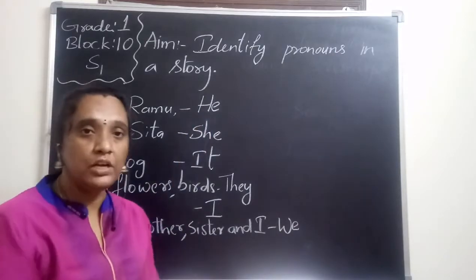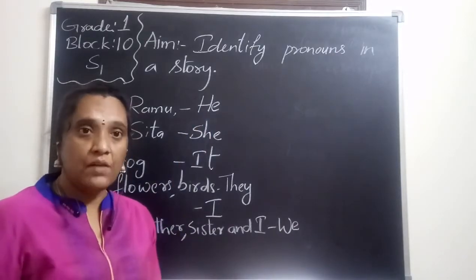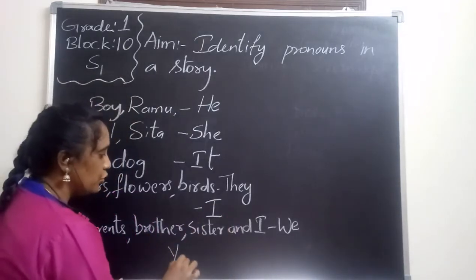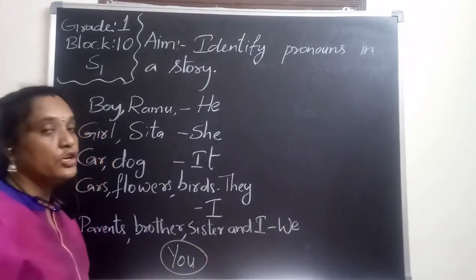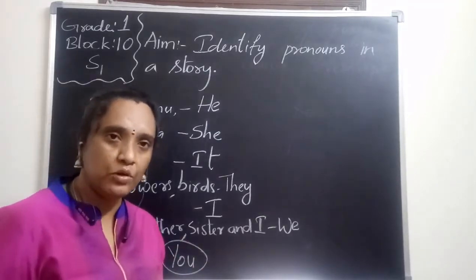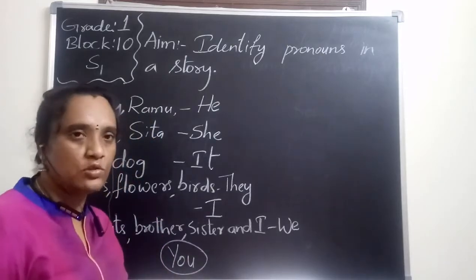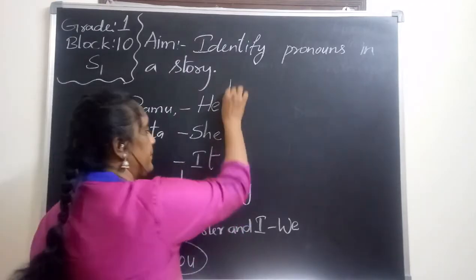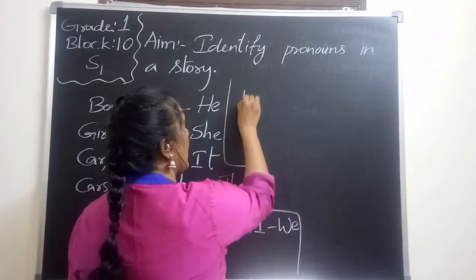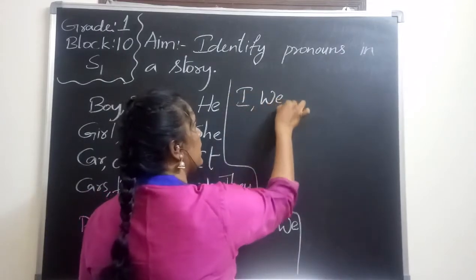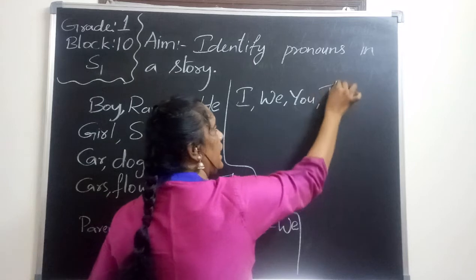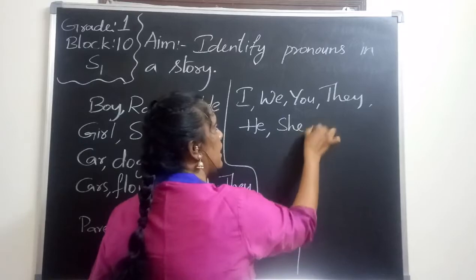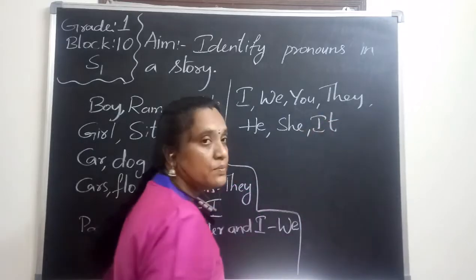But what about when you are talking to another person? What do you use about the other person when you are speaking? We use you. So you is also a pronoun which we use for other persons. When you are talking to the other person, we use you. So totally we have 7 pronouns: I, we, you, they, he, she and it.